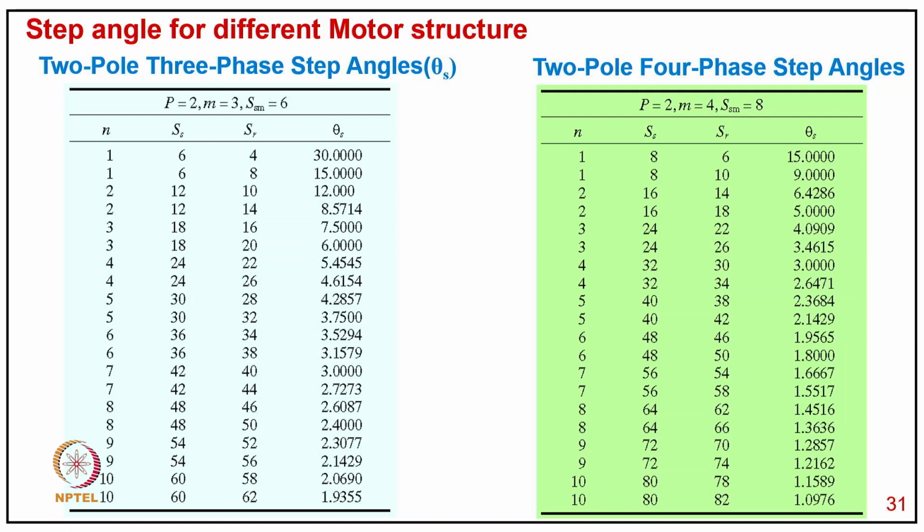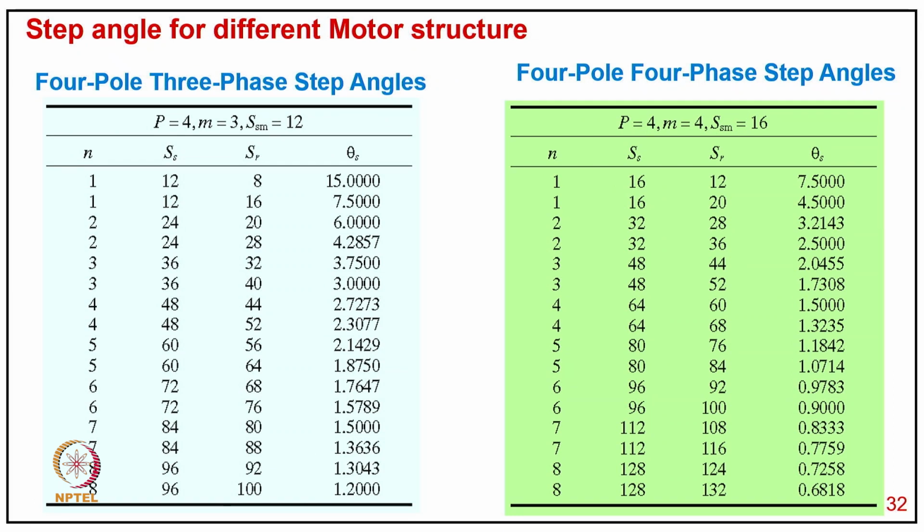And now typically step angle for different motor structures. Typically for 2-pole 3-phase, step angle theta, when P equal to 2, M equal to 3, and SSM equal to 6. So with N varying 1 to 6 and SS having a combination, these are the step angles starting from 30 degree to 1.935. Similarly for 2-pole 4-phase motor, P equal to 2, M equal to 4, and SSM equal to 8, and then for N varying 1 to 10, you have again typically step angle varying from 15 degree to 1.0976 degree.